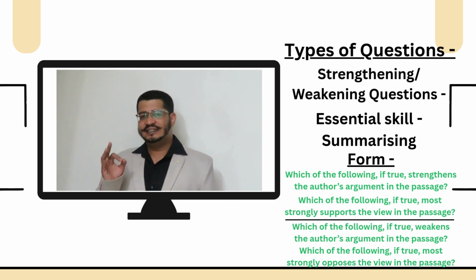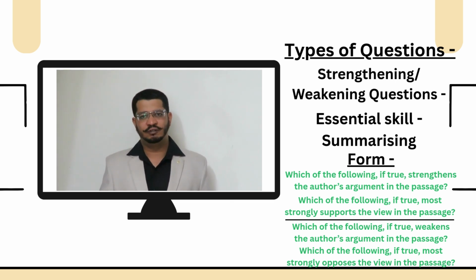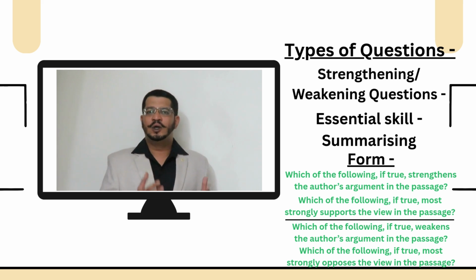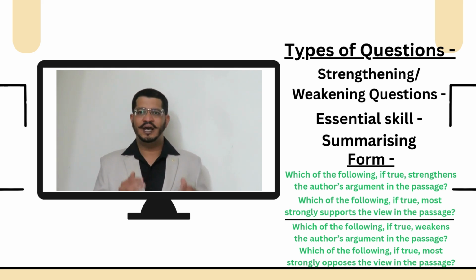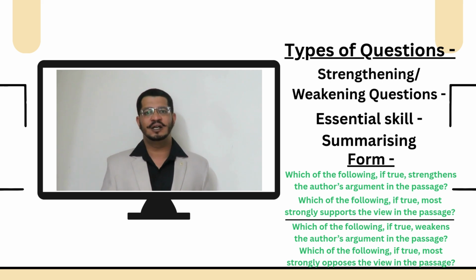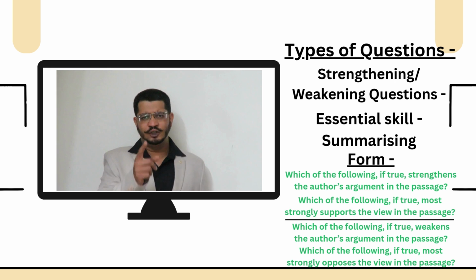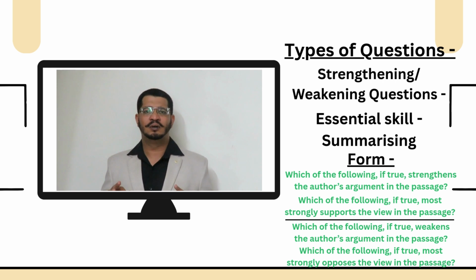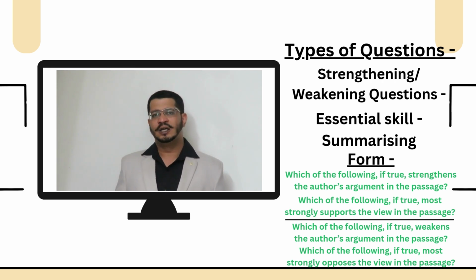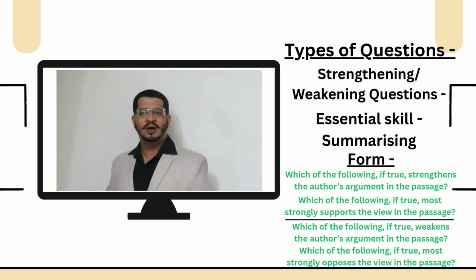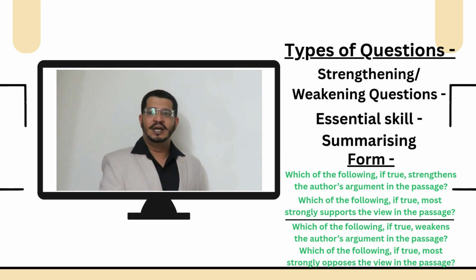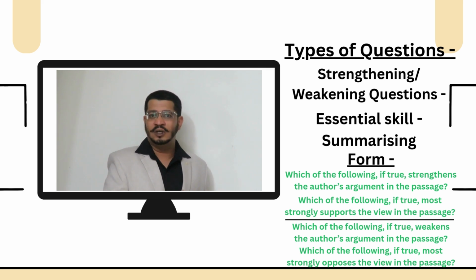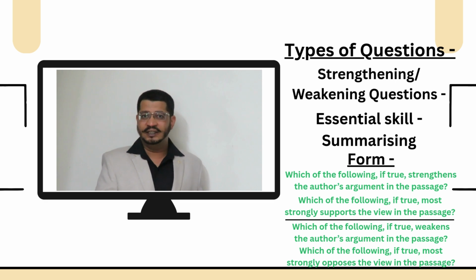Now, the essential skill in order to be able to solve this type of question is being able to summarize large amounts of data in a coherent and meaningful fashion within a short period of time. In other words, you should be able to isolate the author's main argument in less than 3 or 4 minutes. Once you are able to do that, you will be able to tell which of the following options goes against the author's arguments and therefore weakens them, or on the other hand, which option is aligned or runs parallel to the author's argument and thus strengthens it.